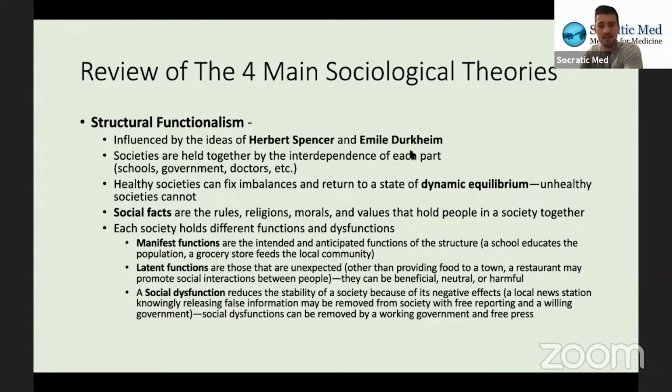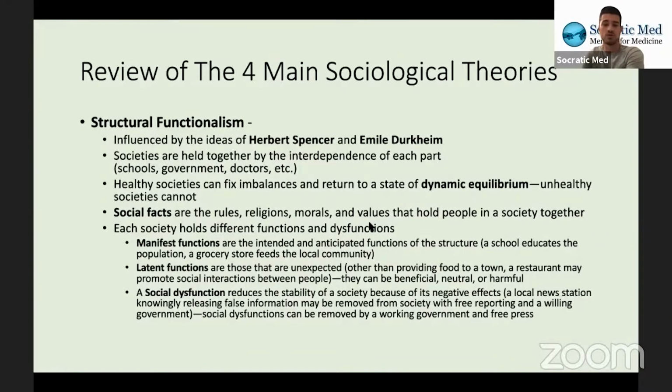So healthy societies can fix imbalances and return to a state of dynamic equilibrium. Unhealthy societies cannot. So we'll talk actually in a minute about social dysfunction. Social dysfunctions kind of throw that dynamic equilibrium off, and healthy societies find a way to return to that equilibrium, and unhealthy societies can't. So social facts, these are the rules, religions, morals, and values that hold people together in a society. So it's that shared culture that holds them together.